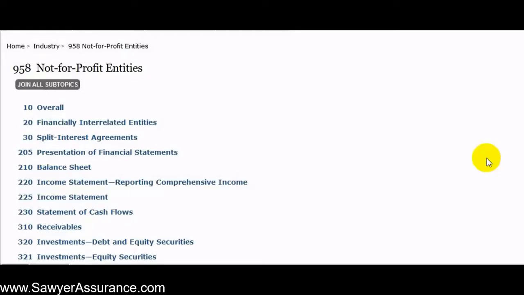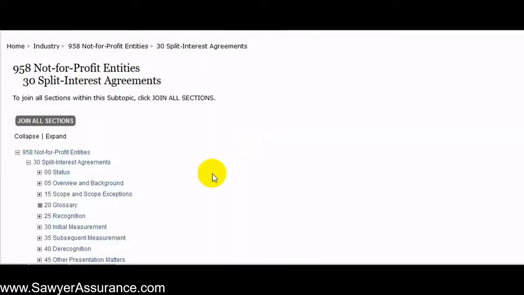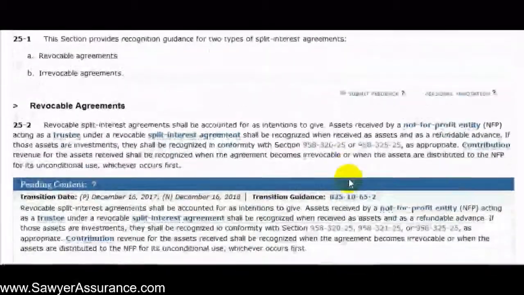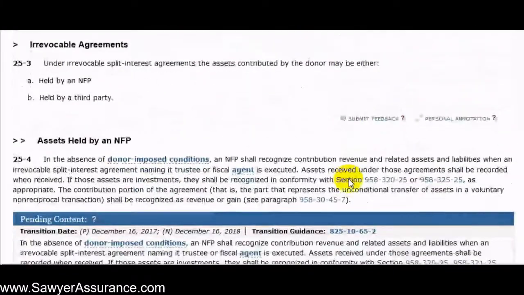Alright, so for this video, we're continuing our discussion of topic 958, not-for-profit entities, and subtopic 30, split interest agreements. In the prior video, we discussed the recognition subsection in relation to revocable split interest agreements. Here we're going to be taking a look at irrevocable agreements, when we are the ones, as the not-for-profit, holding the assets in the agreement.